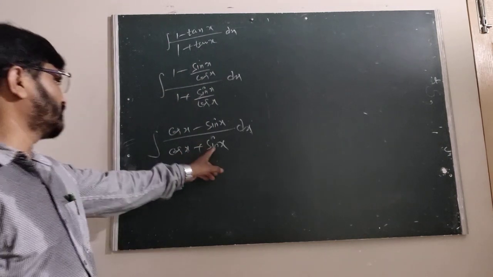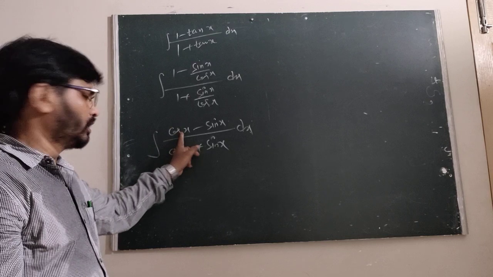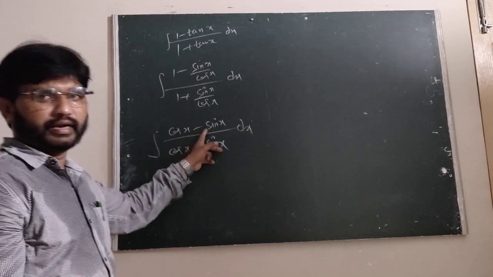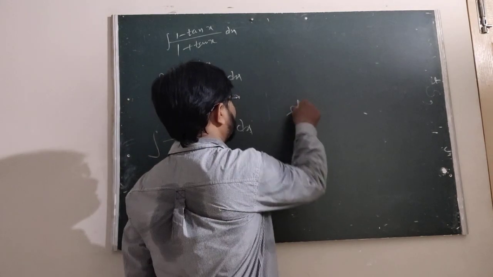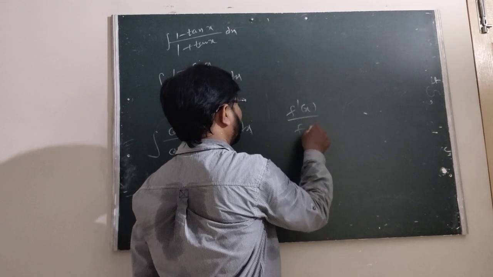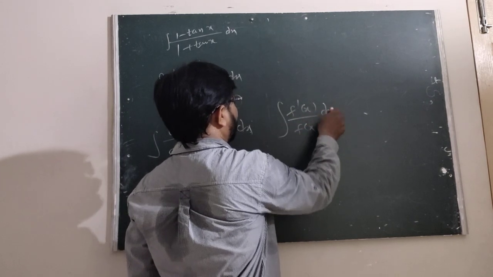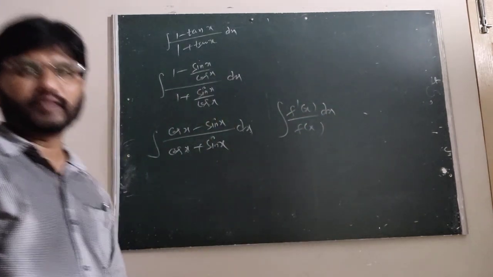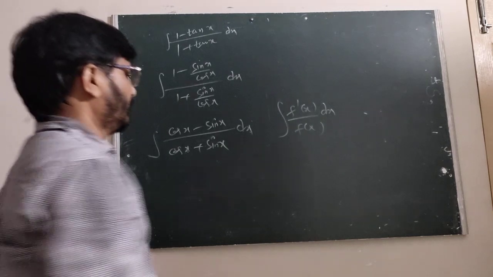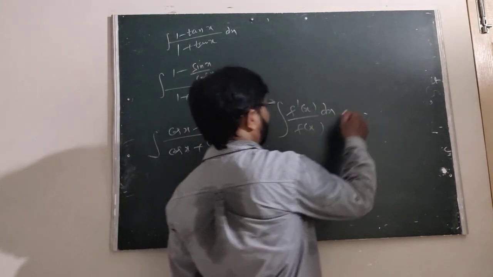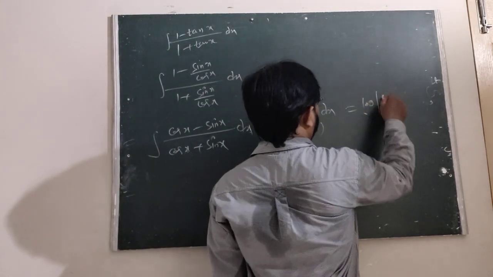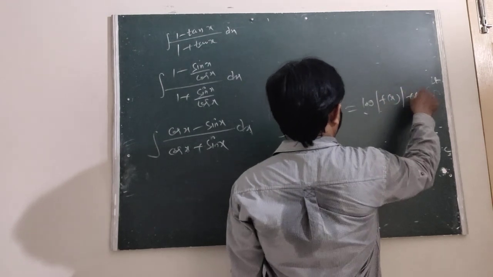The derivative of sin x is cos x. The derivative of cos x is minus sin x. Therefore, this is of the form f dash of x by f of x dx. Integral of f dash of x by f of x dx is log mod of f of x plus c.